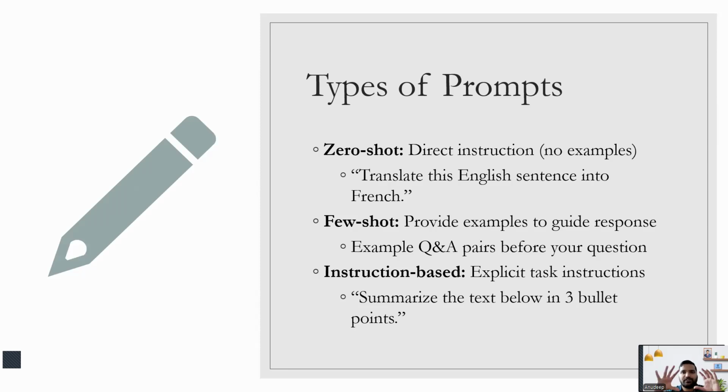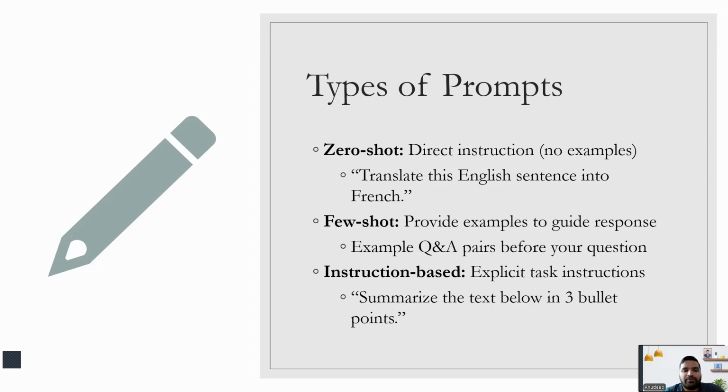Now, let's put a structure and template on top of this prompting. There are different types of prompts that you can do. Direct instruction with no examples, like, translate this English sentence into French. Without giving any example, you are just getting your work done as a direct instruction. Few-shot, for example, provides examples to guide the response, like example Q&A pairs before your interview questions.